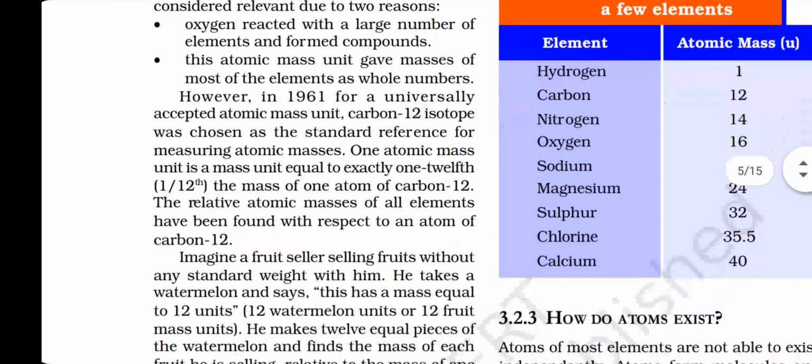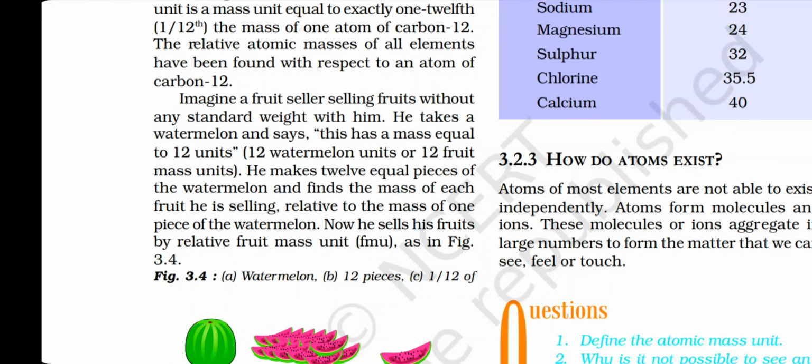Here is a story: imagine a fruit seller selling fruit without any standard weight. He takes a watermelon and says this has a mass equal to 12 units. He makes 12 equal parts of the watermelon and finds the mass of each fruit relative to the mass of a piece of the watermelon. Now he sells the fruit by relative fruit mass. Just like the atomic mass unit, this is called the fruit mass unit.